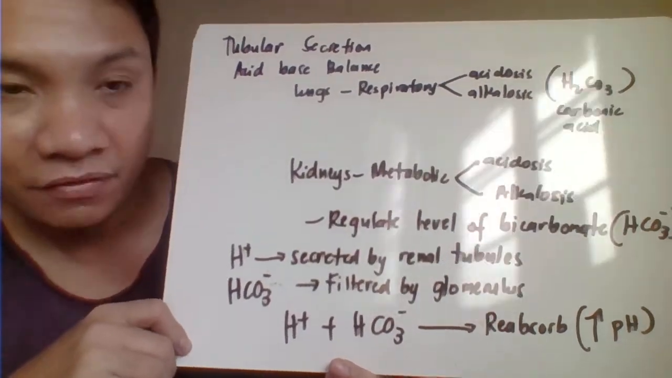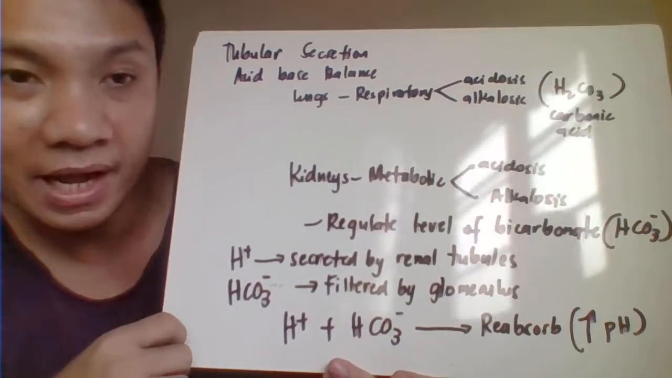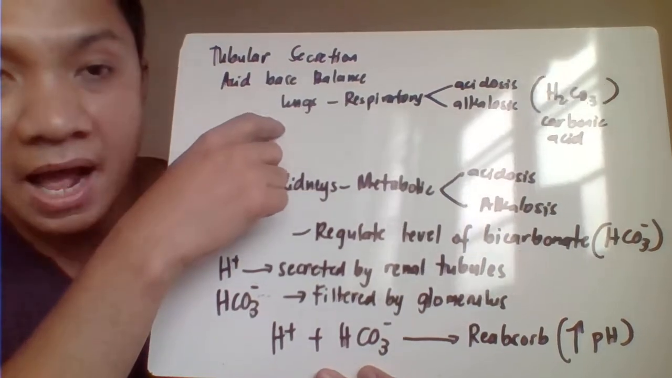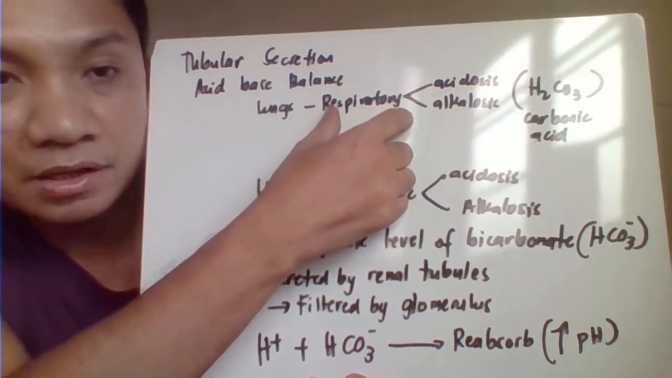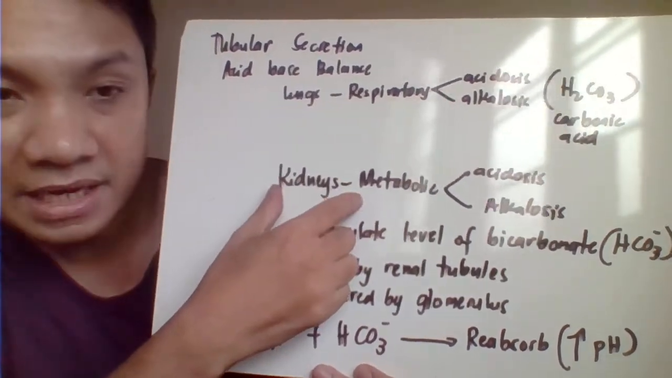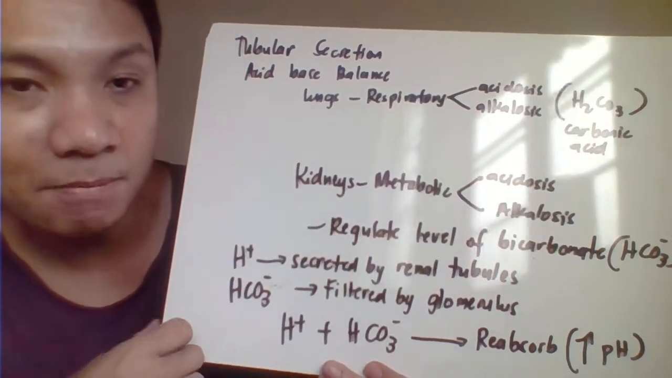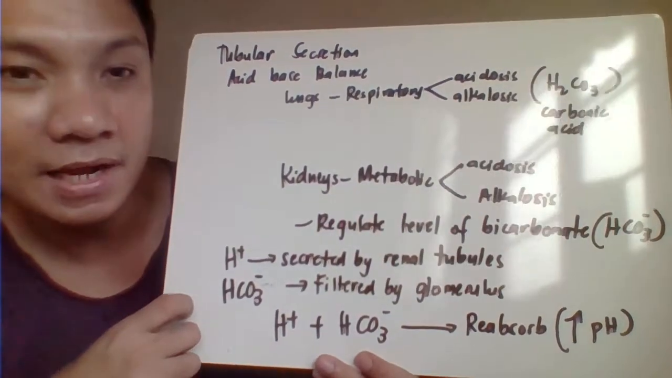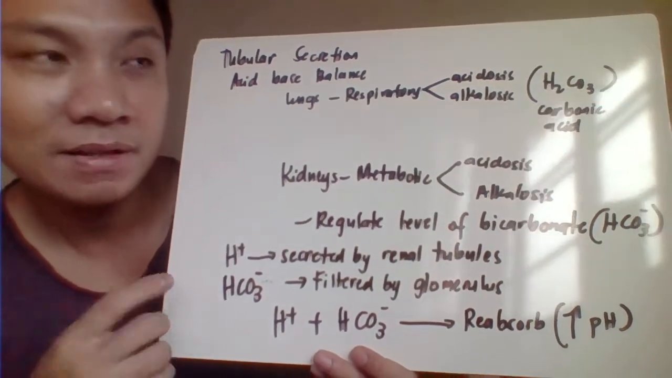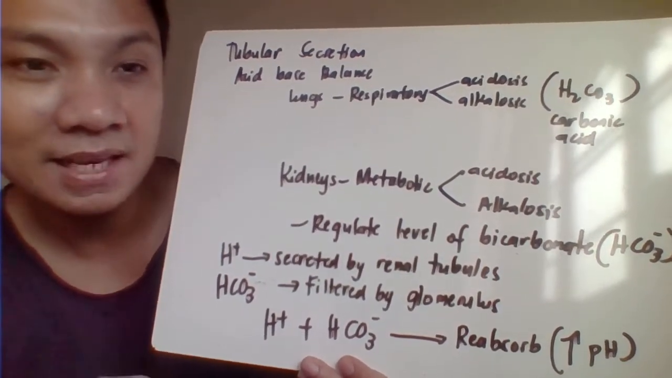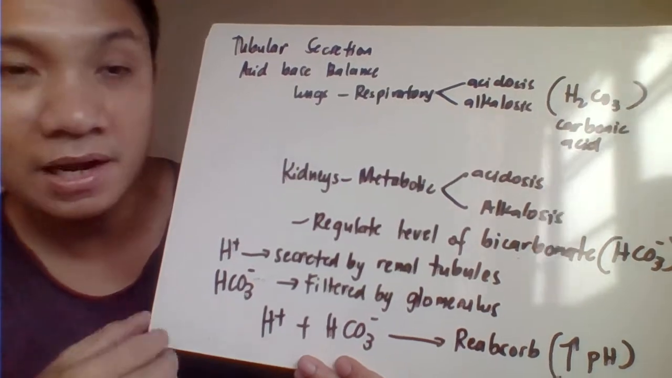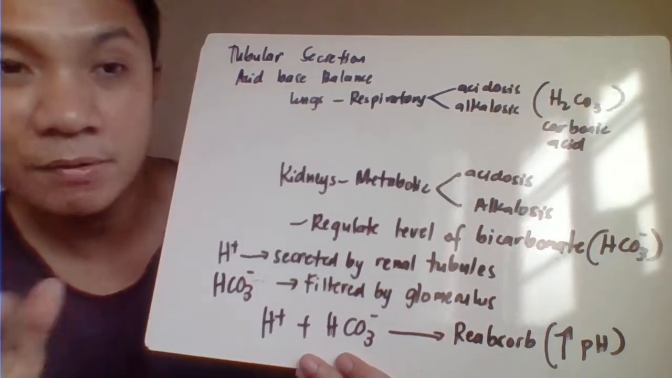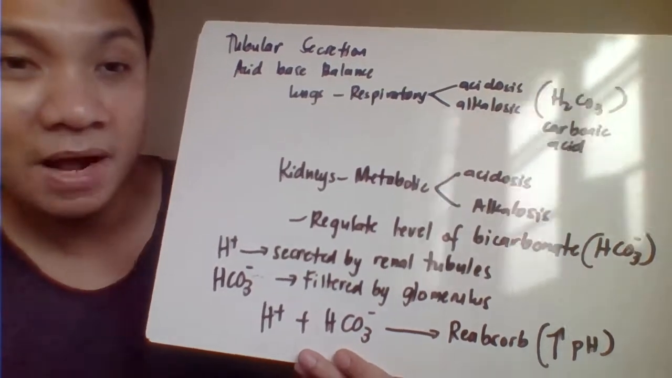Okay, so for the acid-base balance, there are two organs in our body that try to regulate it. We have your lungs, which serve as the respiratory function, and we have your kidney, which serves as the metabolic function. So we have here the conditions acidosis and alkalosis. Pag sinabing acidosis, ang pH natin is less than 7.4. Pag alkalosis, ang blood pH natin is more than 7.4, which is already beyond the normal blood pH.